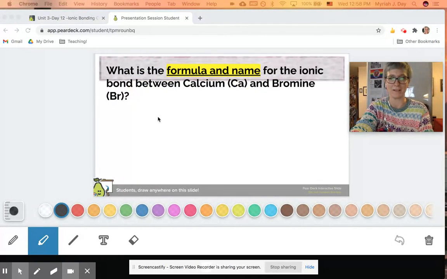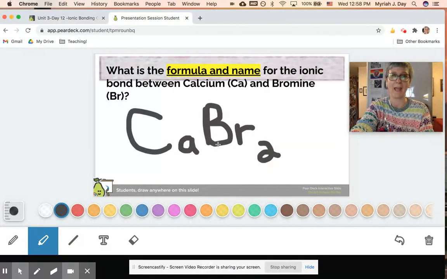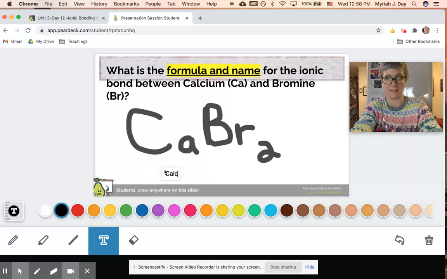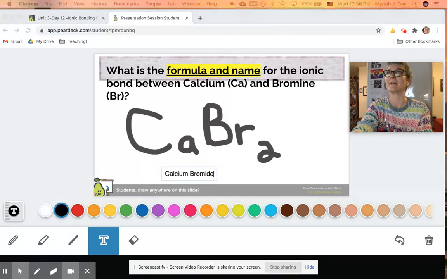So the formula, I'm just going to draw because it's a little bit easier than typing. There is 1 calcium, and I don't need to write the number 1. You don't ever write the number 1 whenever you're writing a formula. But if you have 2 bromines, you do need to indicate that. Notice I am writing a capital B and a lowercase r, and I'm going to have a 2 down below. And so that's the formula. And the name for this, I will type, is going to be calcium bromide. You don't have to capitalize it, but I tend to capitalize things often. And here is another example.